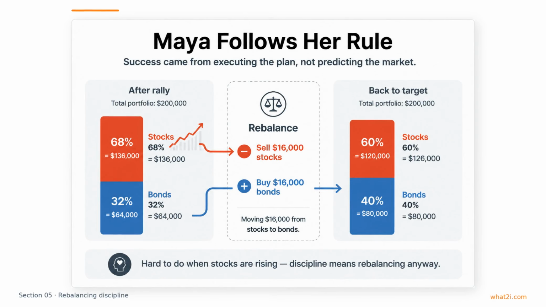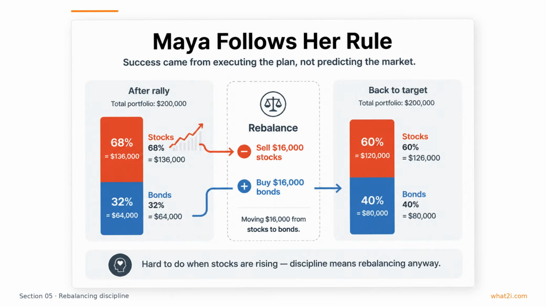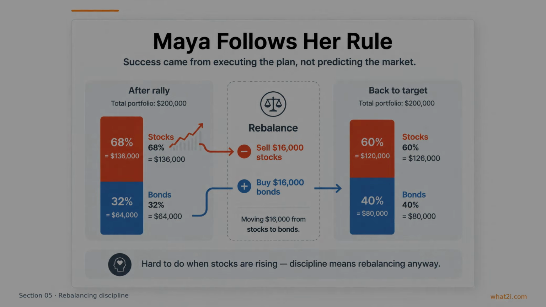Maya provides a simple example of this mindset. Her portfolio begins at 60% stocks and 40% bonds, but after a rally it drifts to 68-32 in a $200,000 portfolio. That means she now holds $136,000 in stocks and $64,000 in bonds. To get back to target, she sells $16,000 of stocks and buys $16,000 of bonds. The important part is not that she predicted a downturn. It is that she followed her rule even while the winning asset still felt attractive.